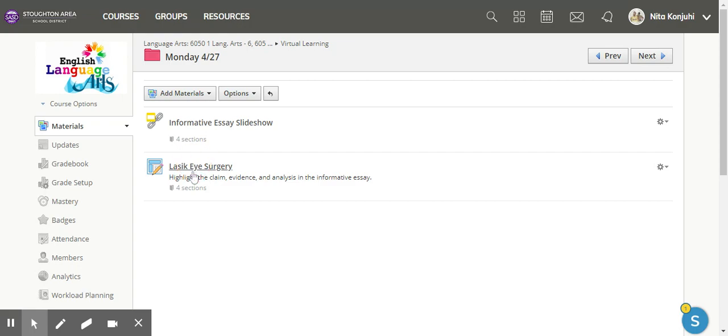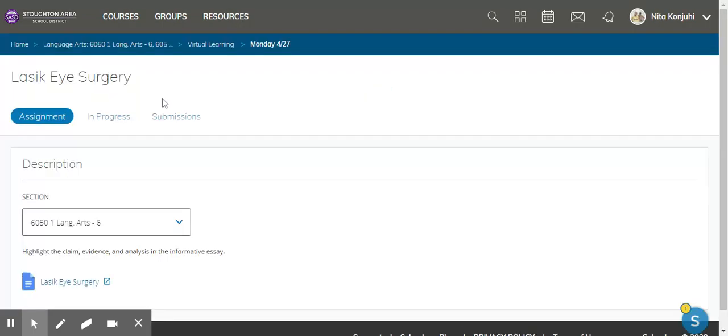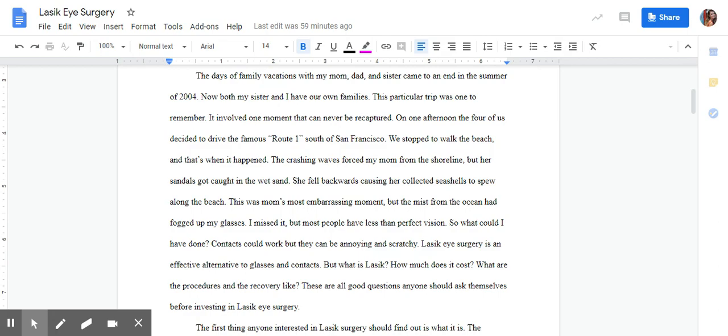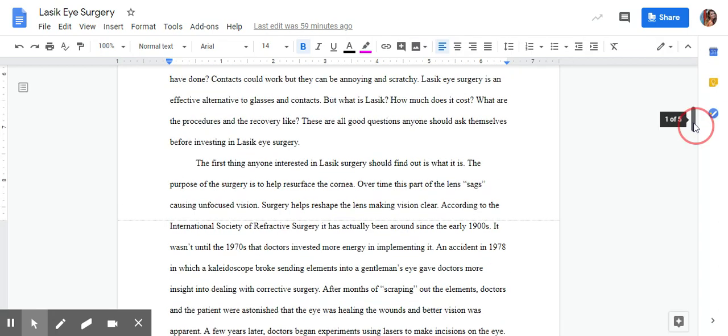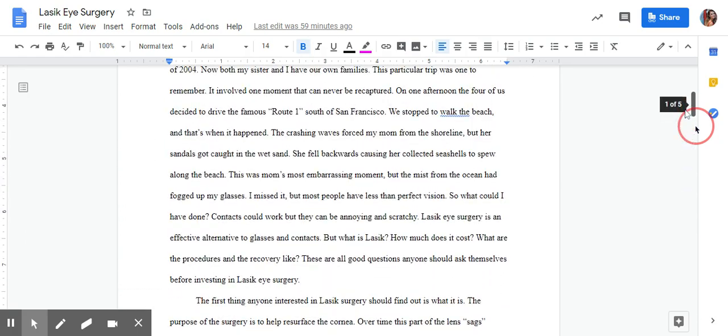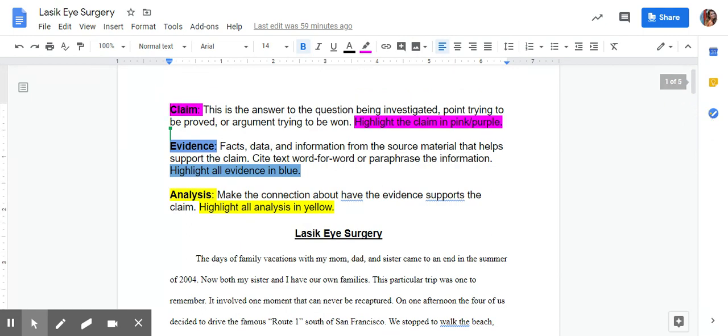Our goal for the day is going to be to go to this LASIK eye surgery informative essay. It is pretty long. It is an informational essay. So I'm going to go ahead and read this to you. And then your job for today will be just to go back and highlight the claim in a lighter pinkish purple, your evidence in light blue, and your analysis in yellow. And then I've also written what claim evidence analysis means for those of you who forgot.